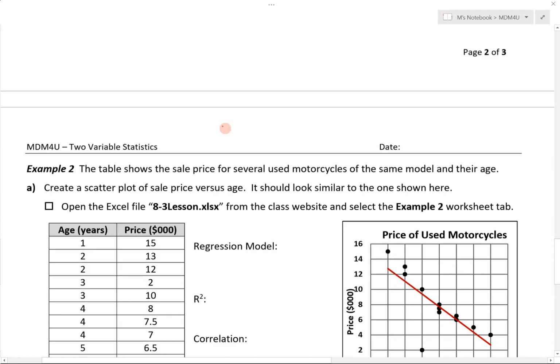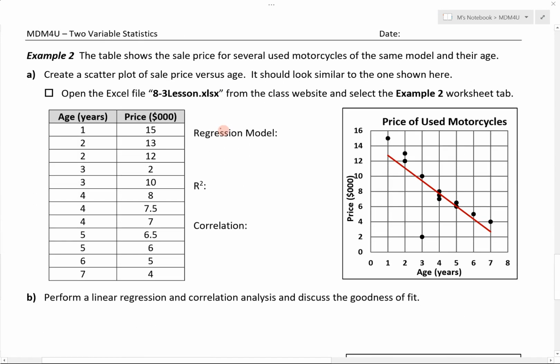Okay, example number 2. So this table here shows the price for several used motorcycles of the same model and their age. So create a scatter plot again. I want you to create a scatter plot in the Excel file using my table of values here. And tell me what the regression, R-squared, and correlation coefficient are. So I'll pause the video, give you a moment to do that.